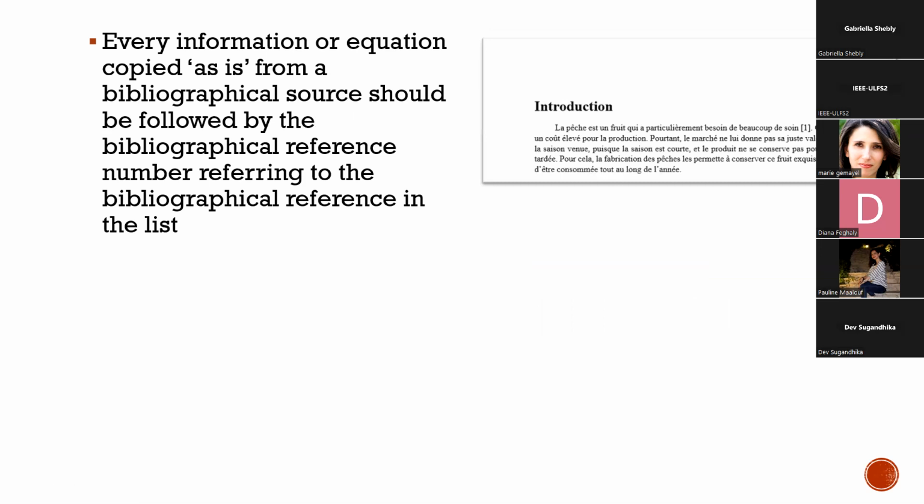Every piece of information or equation that is copied from a reference as is has to be put between quotations, and you have to put the number of the bibliographical source behind it. And here I have put an example. This is not copied as is, this is why I didn't put it between quotations, but this is the idea from the reference, so I put the reference number behind it. And the bibliographical references are at the last page of the report.